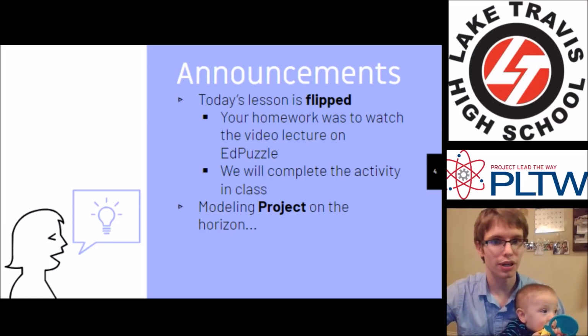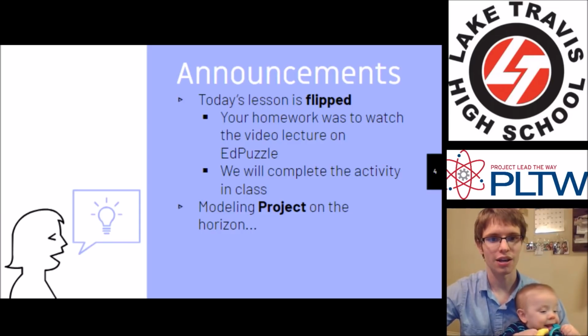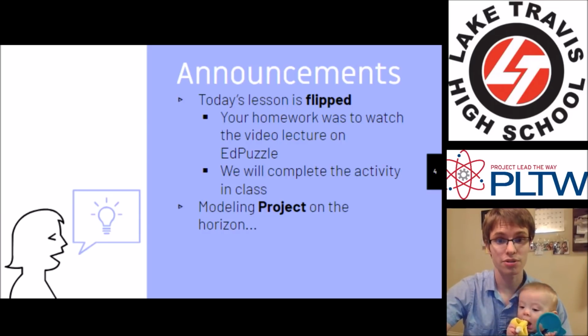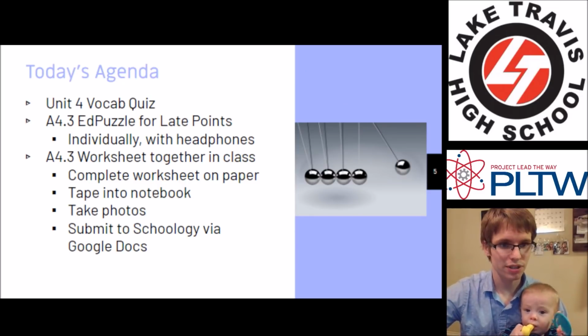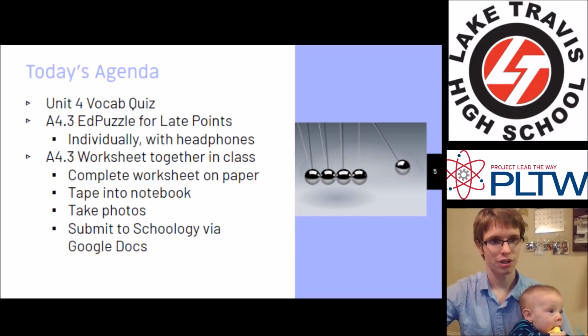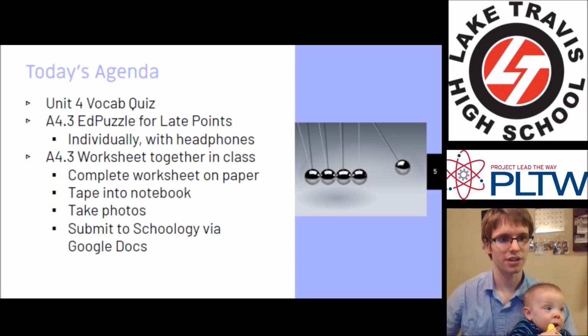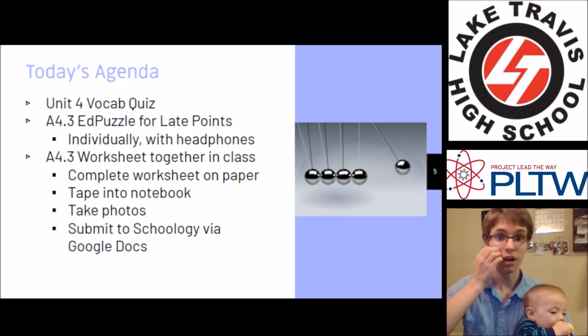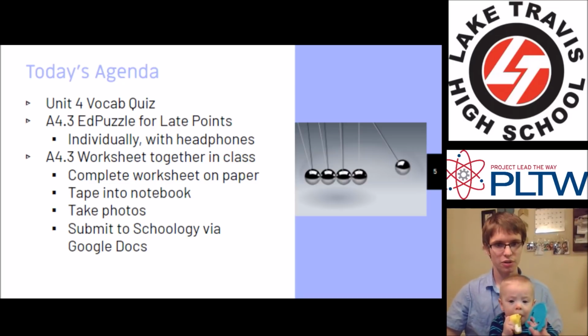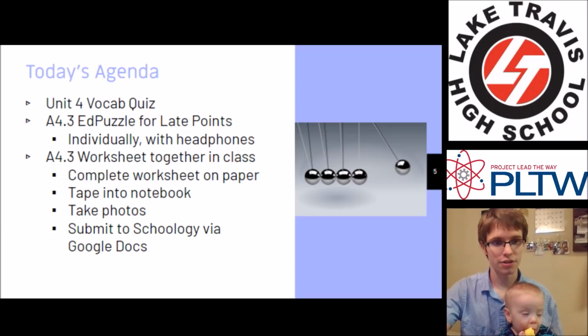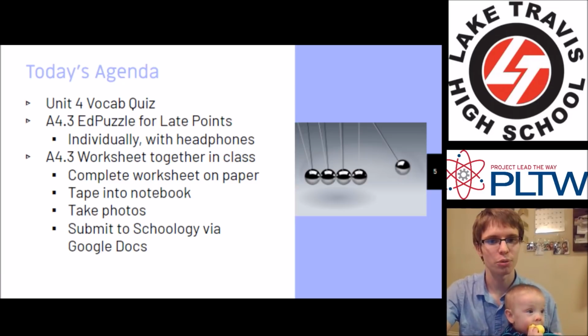Like I said, this lesson is flipped. The lecture should be on Edpuzzle, so you should be getting some questions, and we are completing the activity in class. There should be a modeling project on the horizon. I'm not sure if that's going to be a major grade project or if it will consist mostly of extra credit points, but be on the lookout for that. We will be modeling a whole lot more parts, maybe even some assemblies, before the semester is over. Today's agenda: we've got the vocab quiz. If you did not watch this video at home, then you will be watching it in class today with headphones and not participating in the worksheet too much, to your disadvantage. Then we'll be doing the worksheet together in class. We'll be taping it into our notebooks, taking photos of it on our phones, or you can use my iPad as a resource, and then submitting those photos to Schoology via Google Docs, just like we did for activity 4.2.